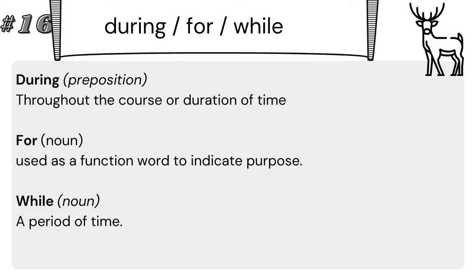Next, three words. During, for, while. During, a preposition, throughout the course or duration of time. So I can say, I never paid attention during grade 12. For, used as a function word to indicate purpose. What job did you apply for? What are you here for? While, a period of time. Not throughout the course of time, just the period of time. While I was in grade 12, I didn't pay attention.